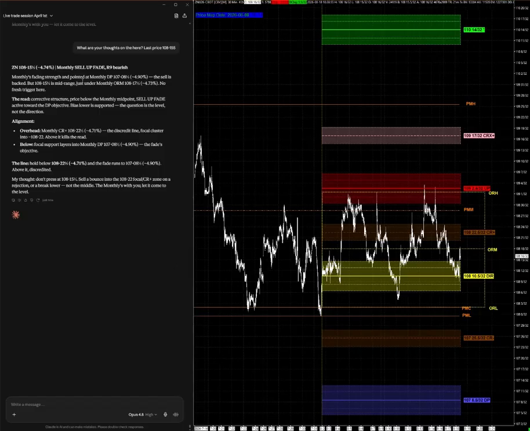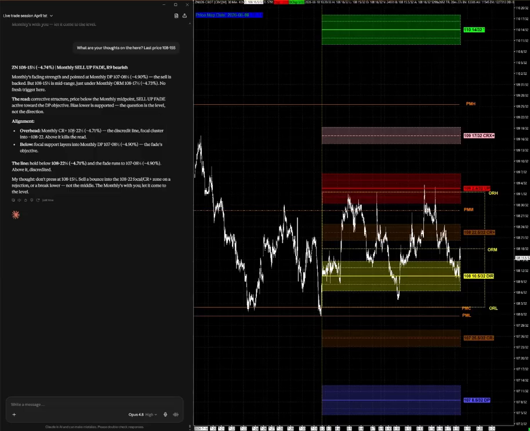Okay, so Navigator's identifying the sell UP fade, which is this, selling the UP fade. And it's telling us that that sell UP fade is targeting the DP, which is down here. So we're in a sell UP fade, targeting here. Bias is lower. It's a supported bias. We're below the opening range midpoint.